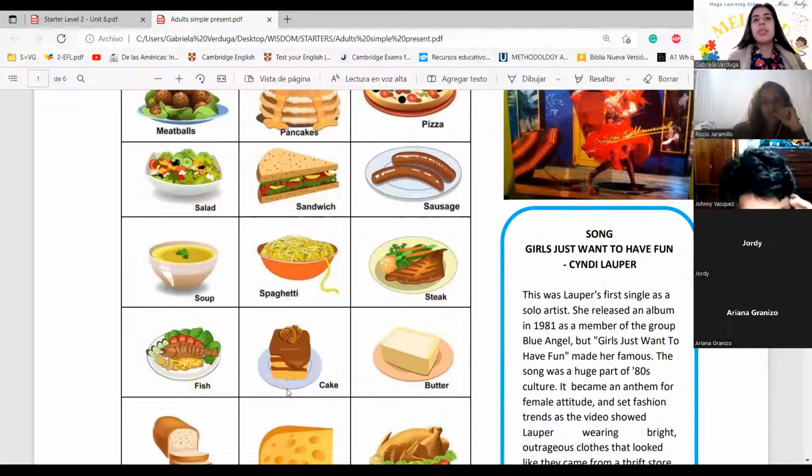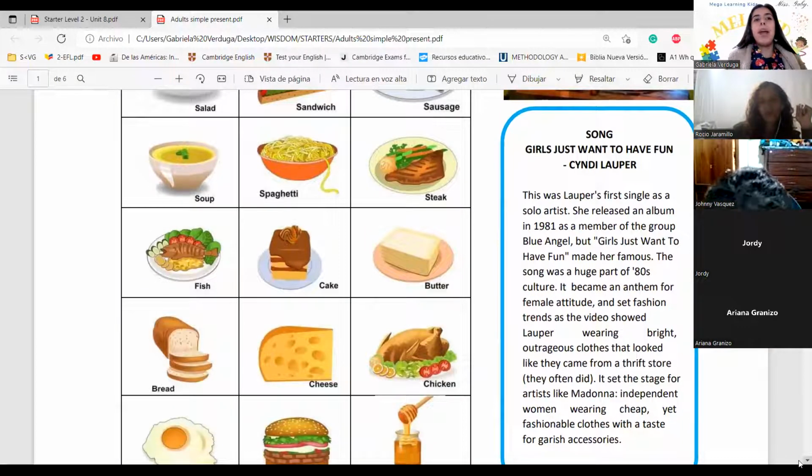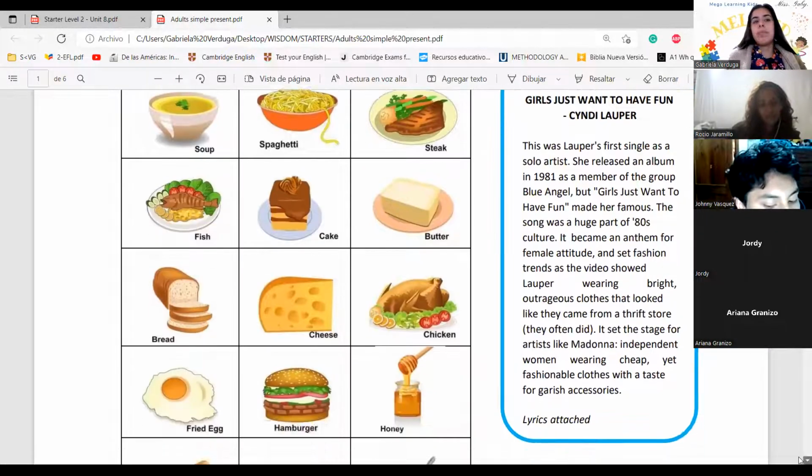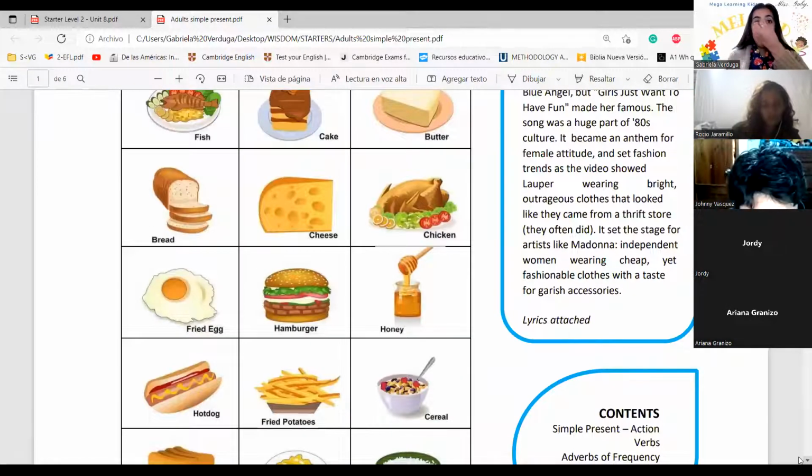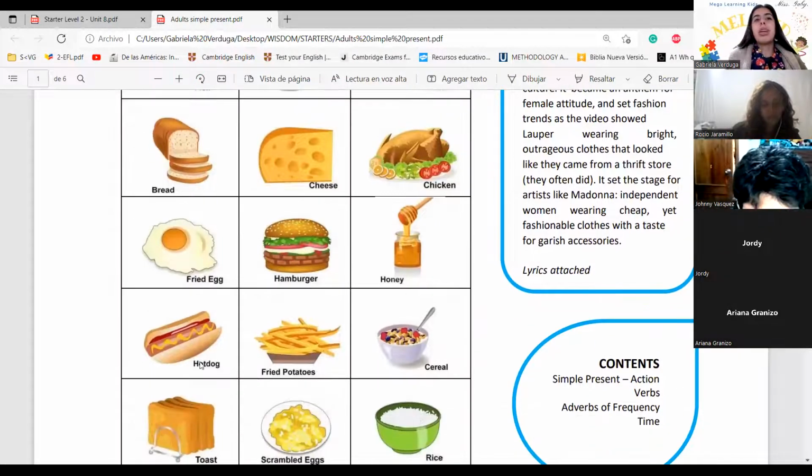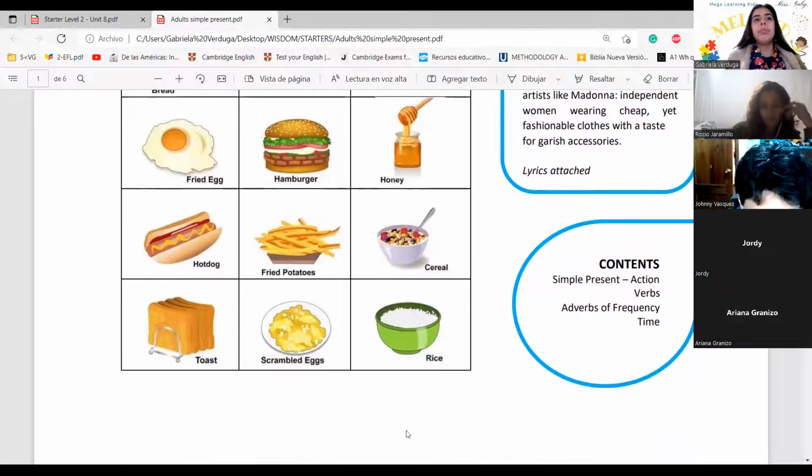Fish. Cake. Butter. Bread. Cheese. It's a loud sound, cheese. It's not cheese. Cheese. Chicken. Fried egg. Hamburger. Honey. Hot dog. Fried potatoes. You can say fried potatoes, hot potatoes, chips. It is the same, exactly the same. Cereal. Toast.